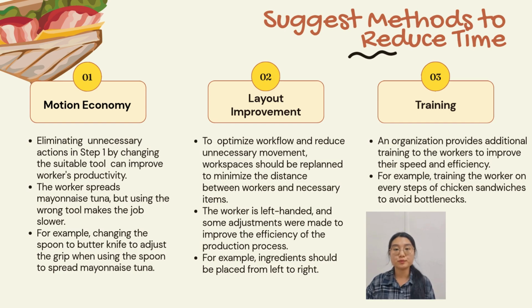Next, I will continue with the part on how to reduce time. To resolve this issue, the worker needs to move faster. Firstly, motion economy eliminates unnecessary action in Step 1, and changing to a suitable tool can improve worker productivity. The worker spreads the mayonnaise tuna using the wrong tool, which makes the job slower. For example, changing the spoon to a butter knife. This is because the worker stopped to adjust the grip when using the spoon to spread mayonnaise tuna. The unsuitable tool adds up, making Step 1 take longer than it should.